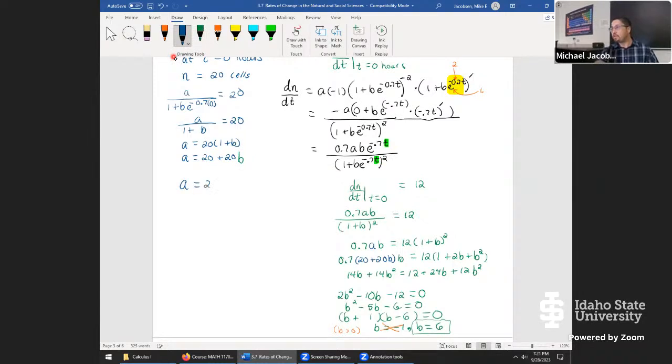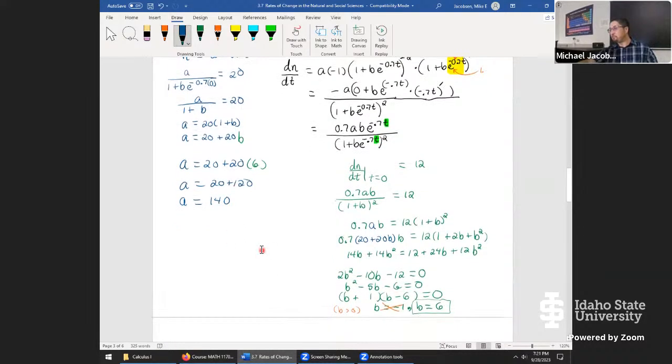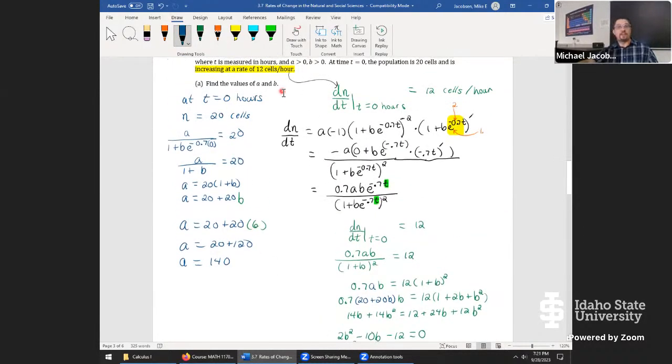A is now equal to 20 plus 20 times B, which evaluates to 6 once we solve this whole process. And so A turns into 20 plus 120. So finally, A must be equal to 140 altogether. We've got it, folks. That's the final portion of part A, solving for A and B.